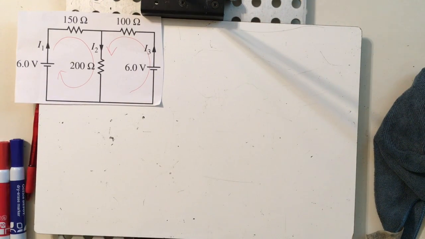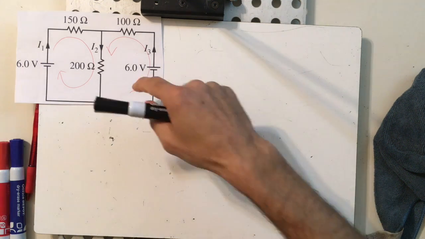Hi, this is Mark, and I'm going to show you a little bit of 2019 Set 1 AP Physics C Electricity and Magnetism Free Response Question 2, which has this circuit.